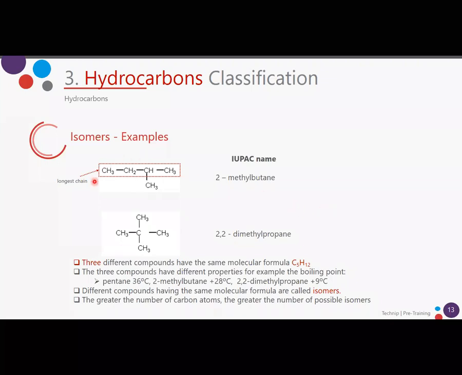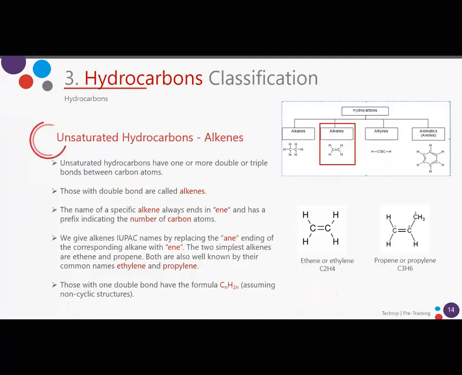So we have seen here the naming of the branched alkanes. We have also seen the definition of isomers and their importance, and that even if they have the same molecular formula, they can have quite different properties. So we have seen the alkanes. Now we will see a little bit about the alkenes.